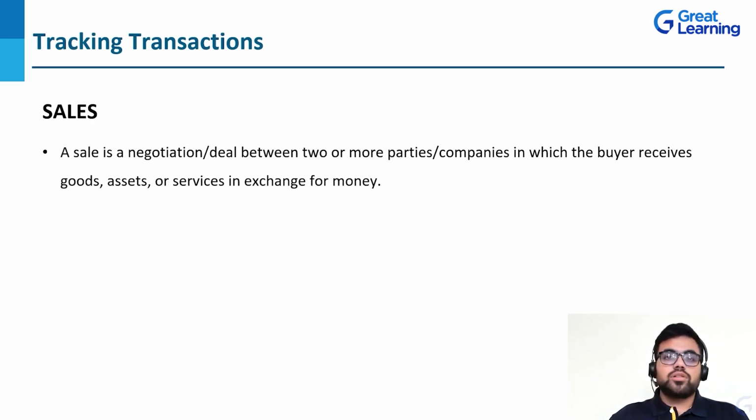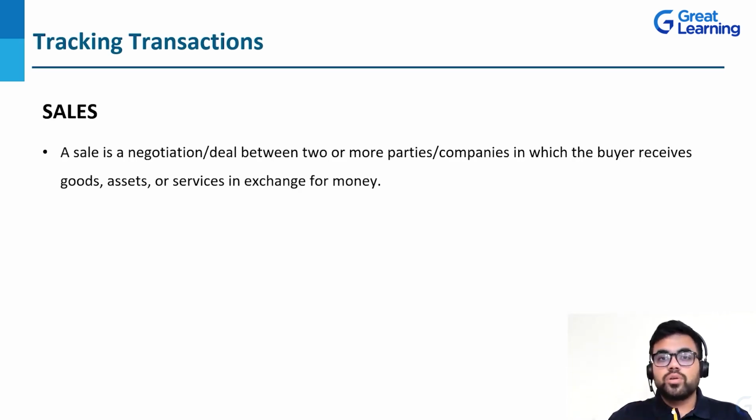In earlier times, there would be no exchange of money, but it would be a barter system in which you could give a material or a good, or receive a good or a service. But now in this era, you have to give money to avail any goods or service. So that is the first step in tracking our transaction: a sale should happen.